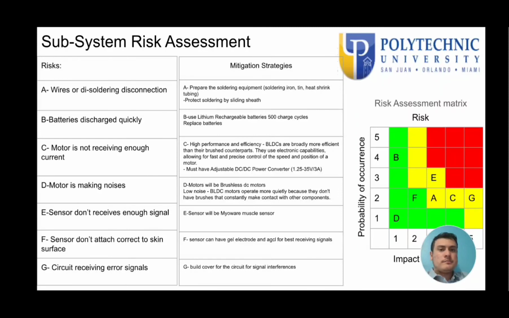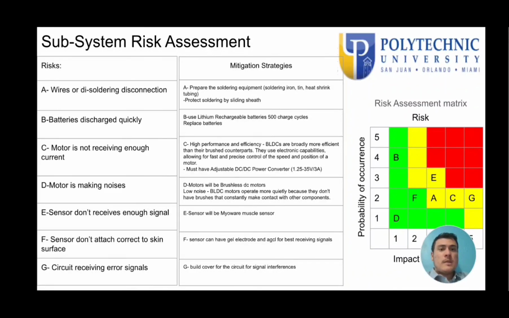Risk C. Motor is not receiving enough current. As a mitigation strategy, we have high performance and efficient BLDCs, that is the motor. They are more efficient than their brushed counterparts. They use electronic capabilities, allowing for fast and precise control of the speed and position of the motor, and must have an adjustable DC/DC power converter.